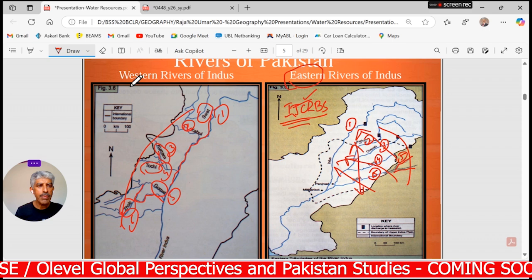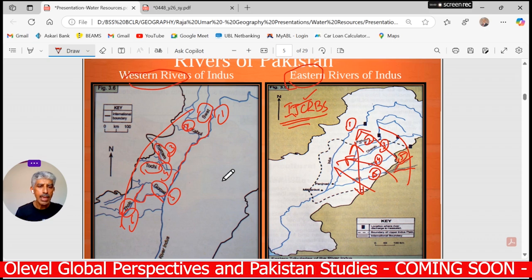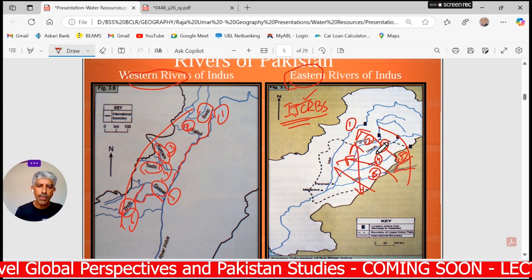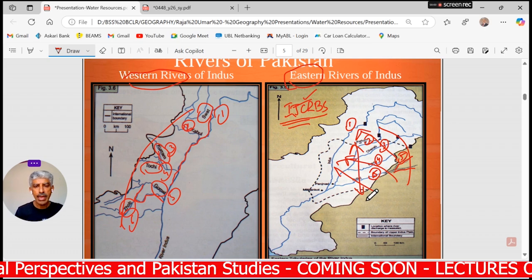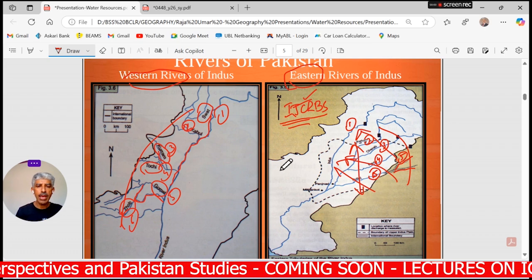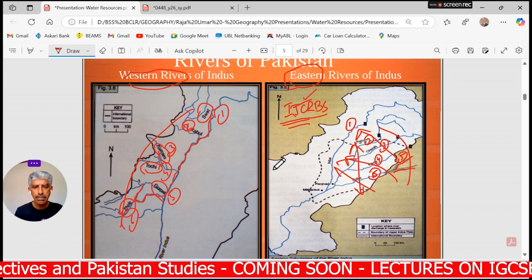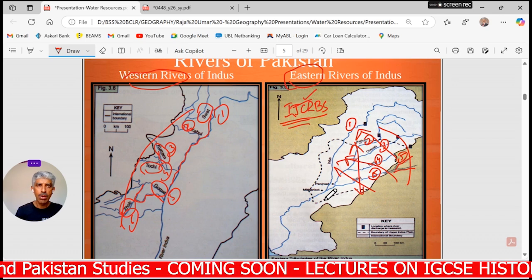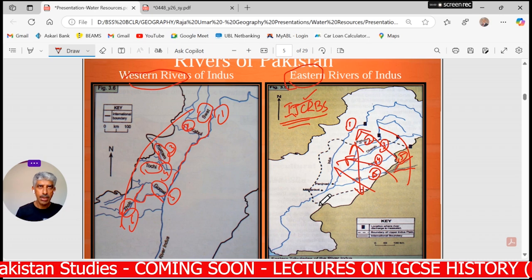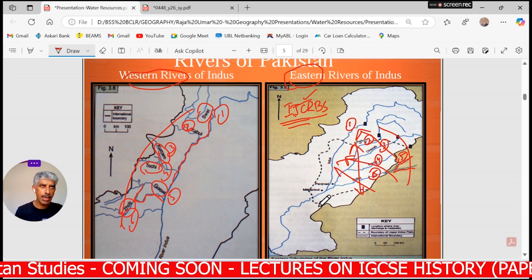But one very important factor, that these 5 rivers, Jhelum, Chenab, Ravi, Byas, and Sutlej, they are bigger rivers. They are perennial rivers. They flow throughout the year and they carry large river discharge. They are having a lot of water in them.